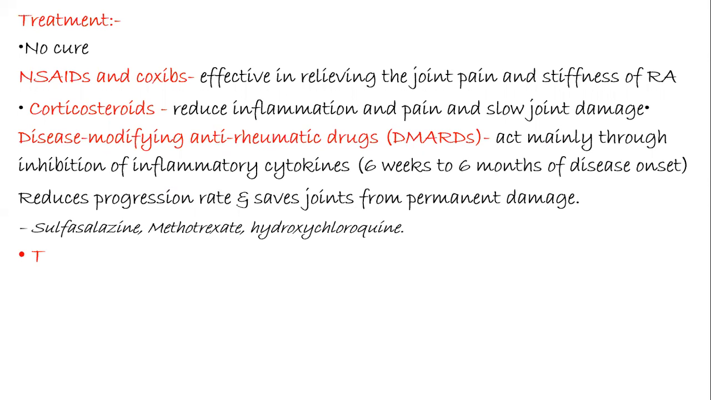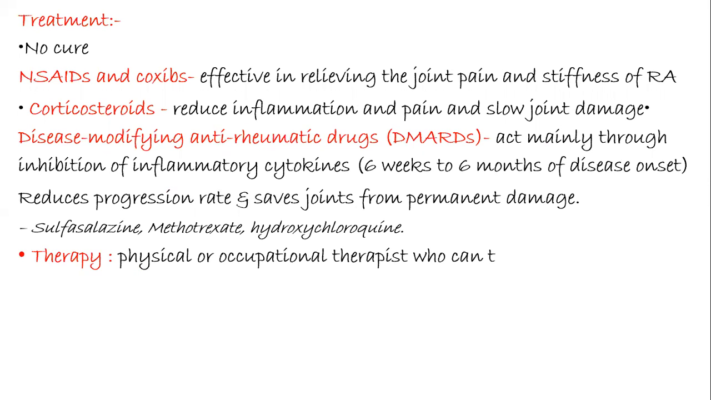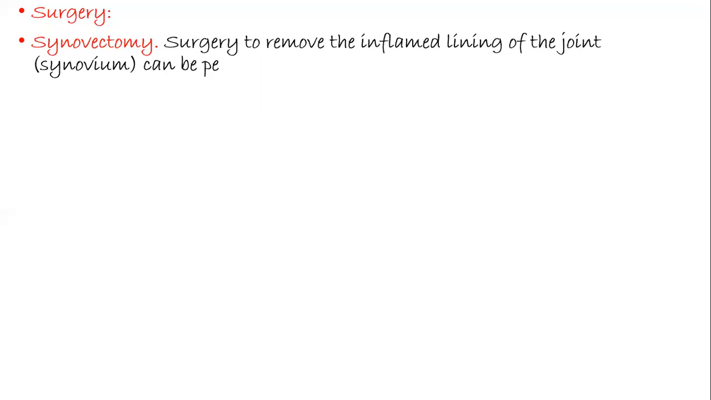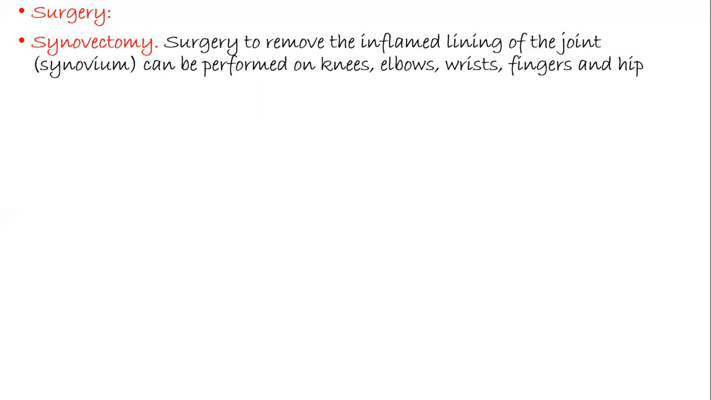Okay, and lastly, you can go for therapy. You can hire a physical or occupational therapist who can teach exercises to help keep your joints flexible and healthy. The last resort is surgery. You can go for synovectomy. Now, what is synovectomy? It is surgery done to remove the inflamed lining of the joint called the synovium, and it can be performed on the knees, elbows, wrist, fingers, and hips.